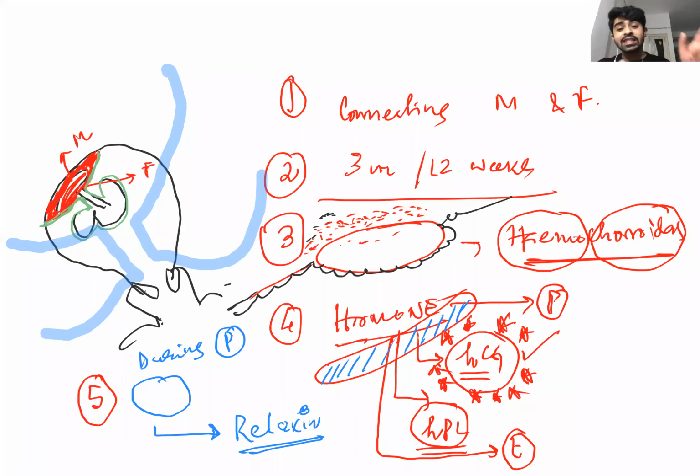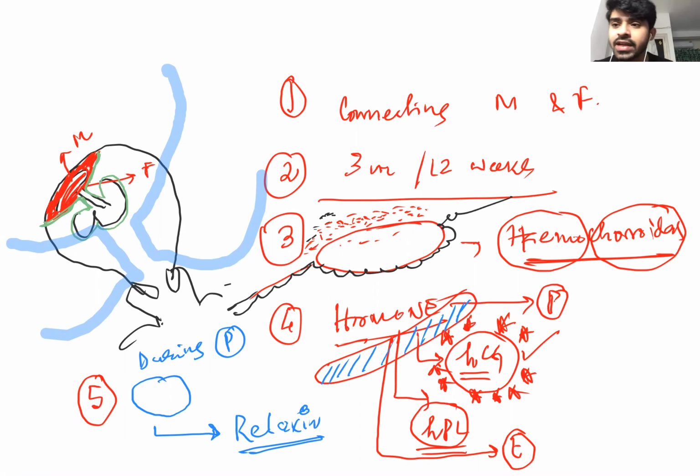Relaxin helps in relaxing the symphysis pubis joint, so that the passage will increase and the baby can come out. Are you getting my point? So these are the most important points. But one more thing that you have to definitely remember from the placenta.